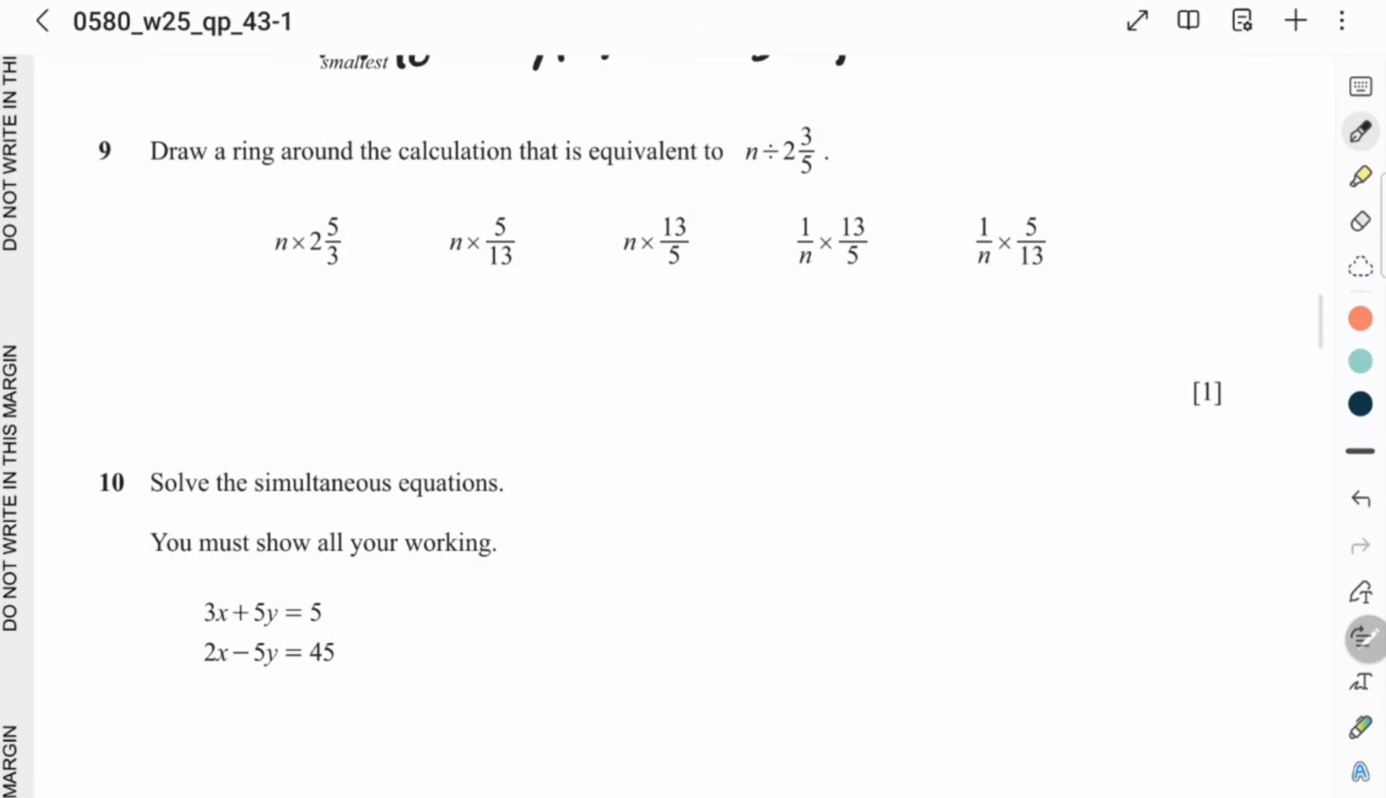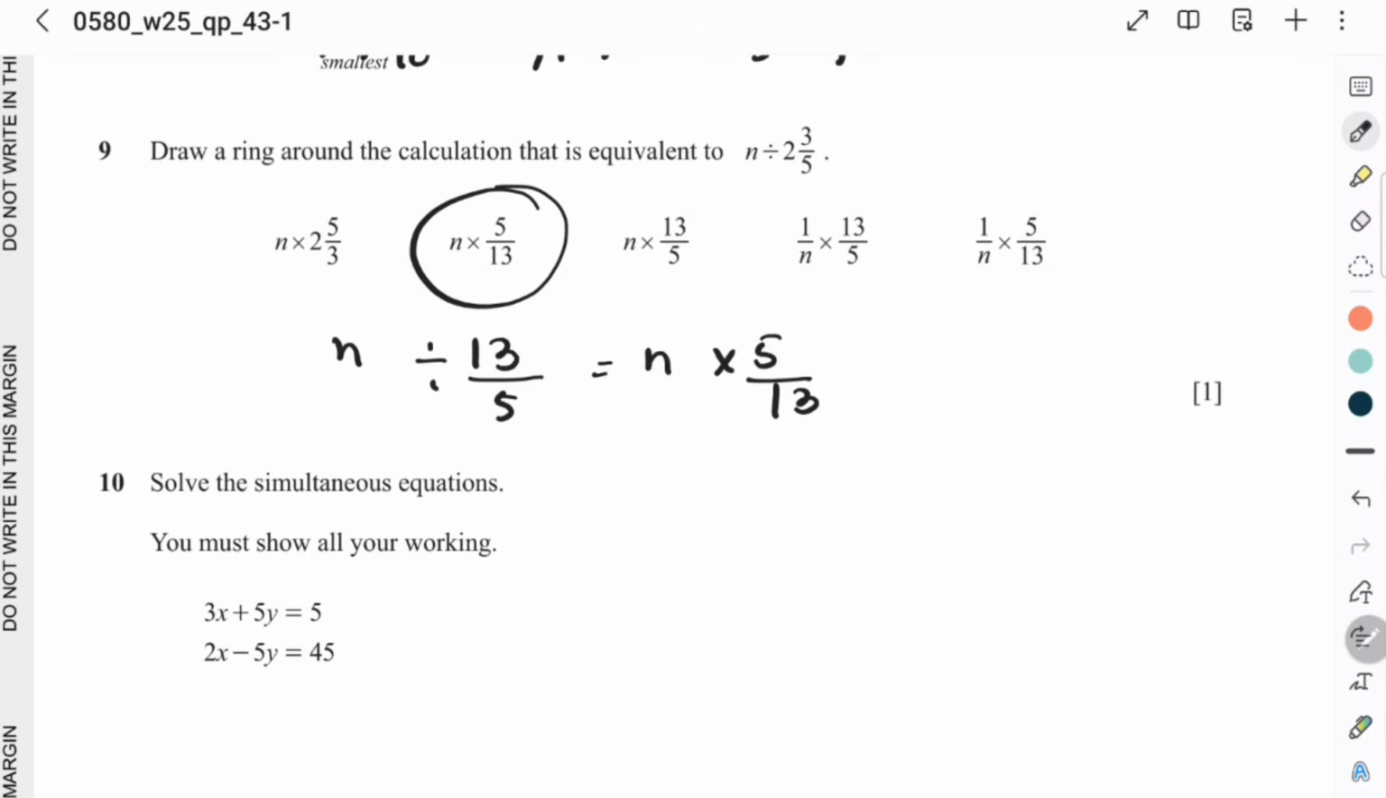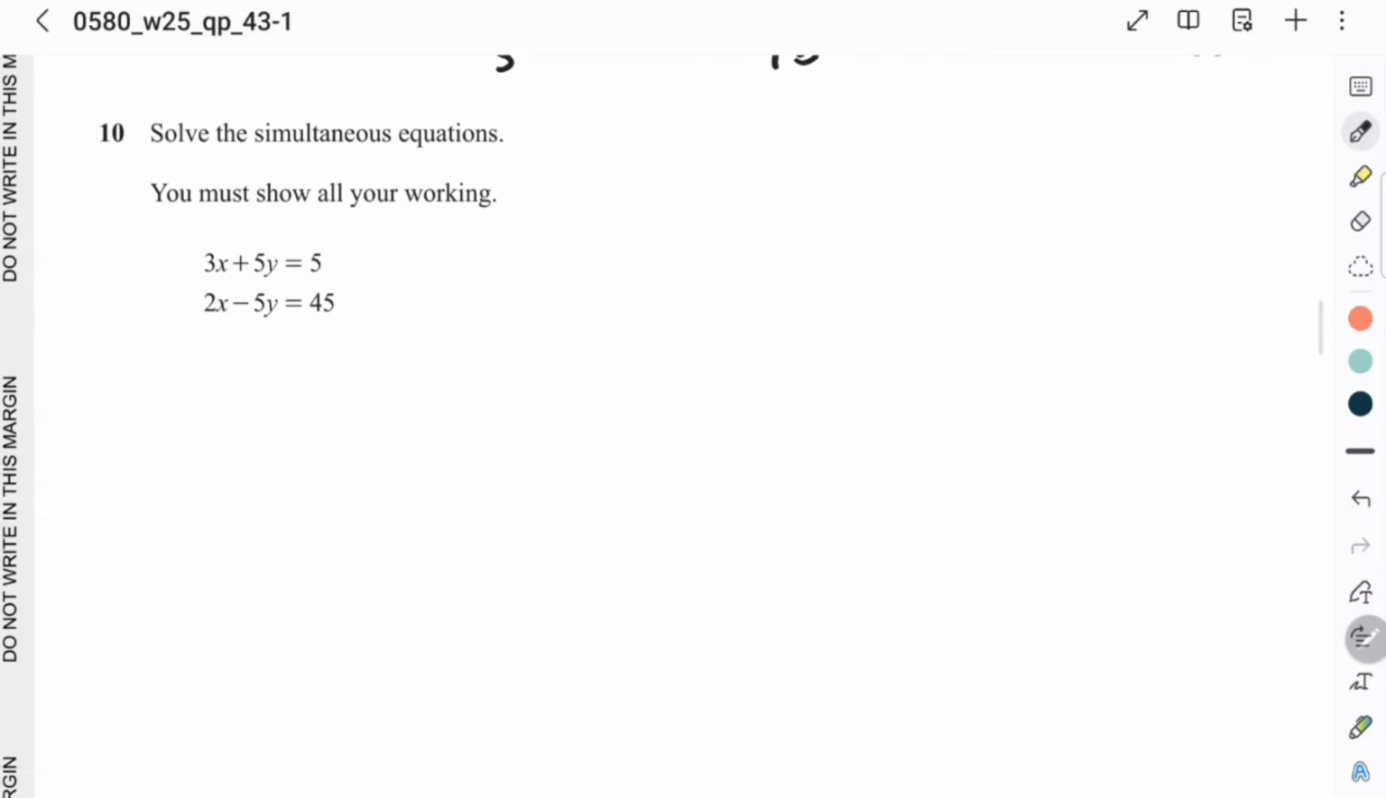Draw a ring round the calculation equivalent to n divided by 2 to the power 2 whole 3 upon 5. So that is n divided by 5 to the power (10 plus 3), 13 upon 5, which equals n multiplied by 5 over 13. Okay, so this one is n multiplied by 5 over 13. One more question.